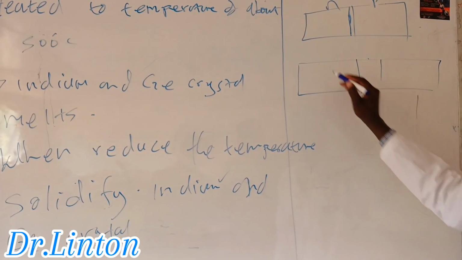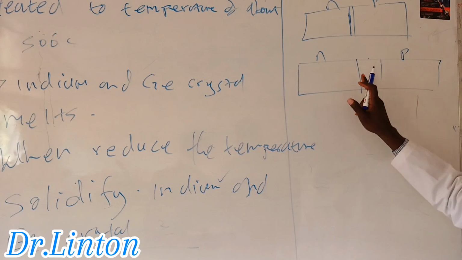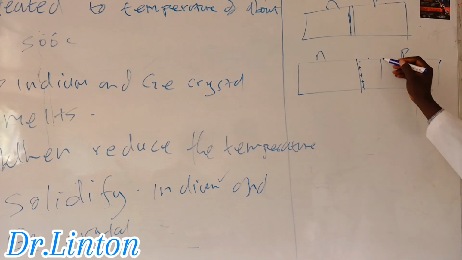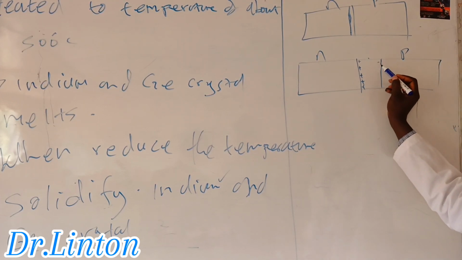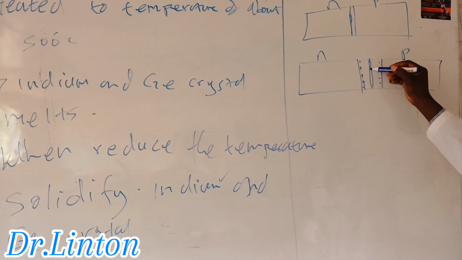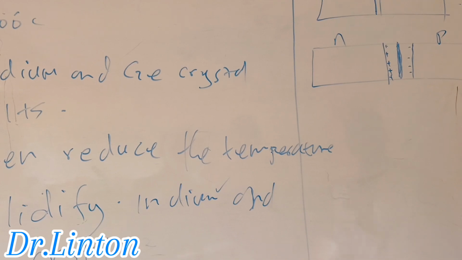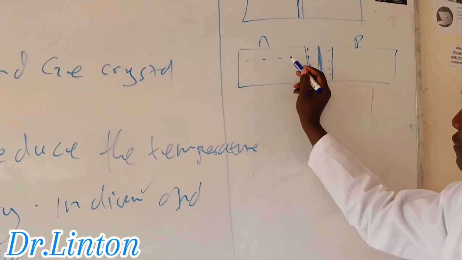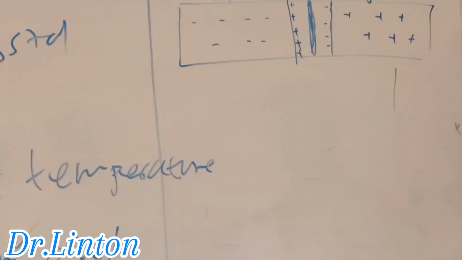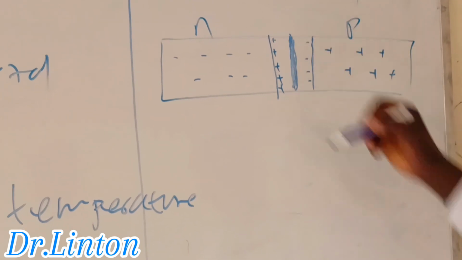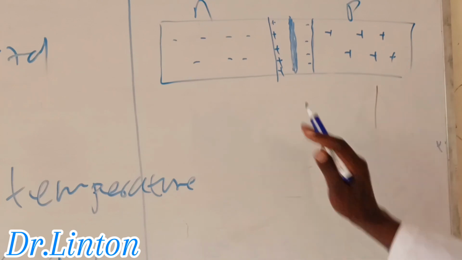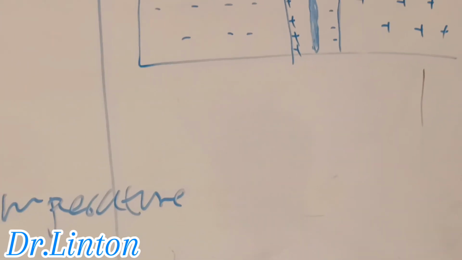This is the N and this is the P. The region near the N-type semiconductor has positive ions, and the region near the P-type has negative ions. The region between is depleted of charges. Here we have electrons and here we have holes, meaning this region is depleted of charge carriers. Therefore, this is the formation of a PN junction.